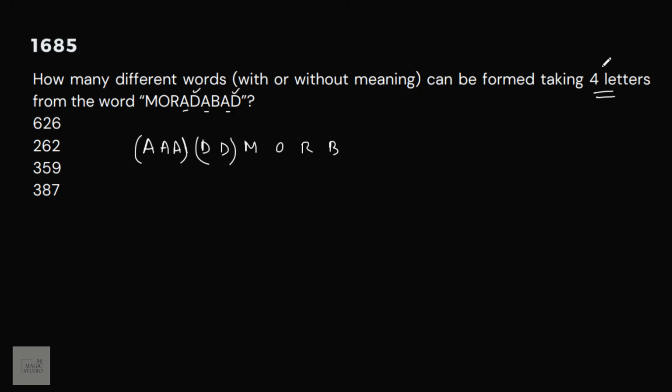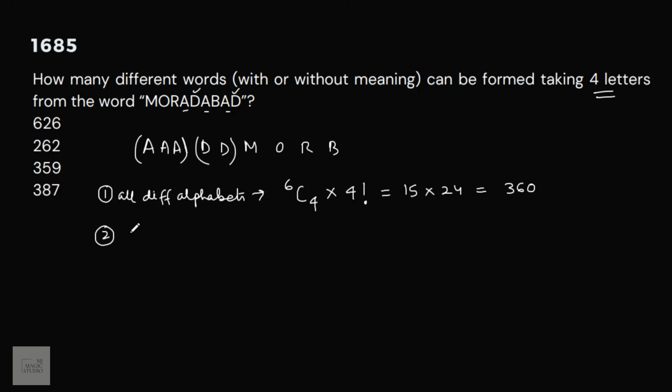Now we need to frame words taking 4 letters at a time. So here we can develop cases. Number 1, if we are taking all different letters, or we can say all different alphabets, then how many different alphabets do we have? 1, 2, 3, 4, 5, 6. So we can choose any 4 in 6C4 ways, and then we can permute them to give us words. 6C4 is 5 into 3, 15, and factorial 4 is 24. So that would be 360.